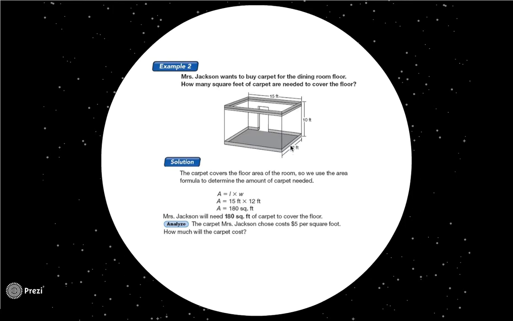Now we're going to try to get carpet for this room, okay? Well, how do we find the area to buy carpet? We're going to do the formula area equals length times width. So length times width is 15 times 12, which equals 180 square feet. Remember, with area, you do square. 15 times feet times feet equals feet squared, all right? So that's 180 square feet.